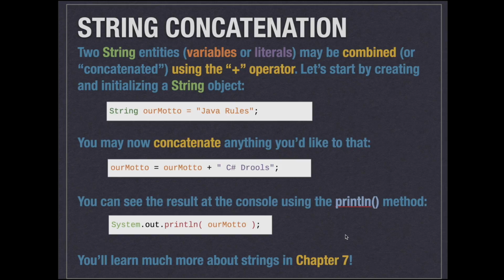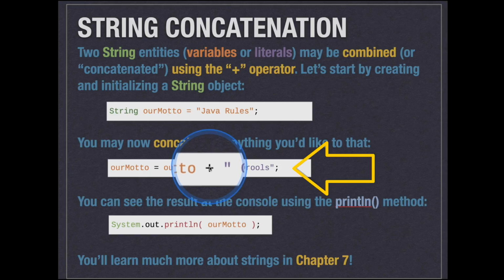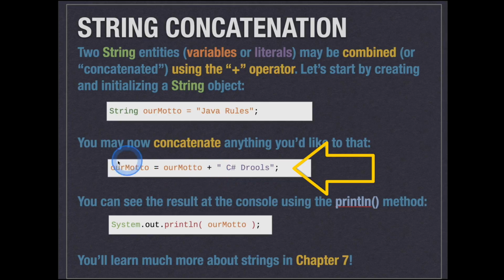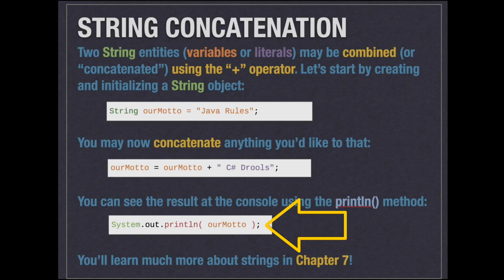When thinking about strings, the equal sign is still the assignment operator. So if we wanted to put Java rules into a string variable called armado, or technically a string object, armado, and then the plus operator works. If you wanted to append two strings together, or concatenate two strings together, we can use the plus sign to do string concatenation. So if we say armado equals armado plus C# rules, we should get Java rules, C# rules as the result. And if we System.out.println armado, we should get that as the result.